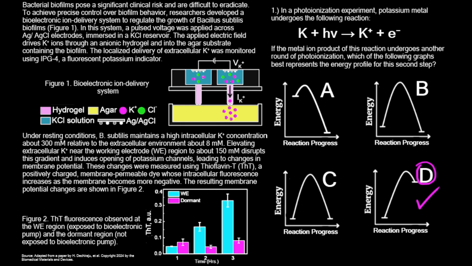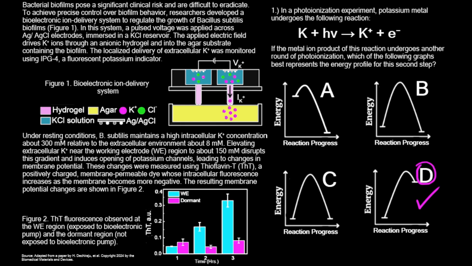In an endothermic reaction, the products are at a higher energy than the reactants. This means energy is taken in during the reaction. The energy profile that starts lower and ends at a higher energy is graph D, making graph D, or answer choice D, the correct answer.